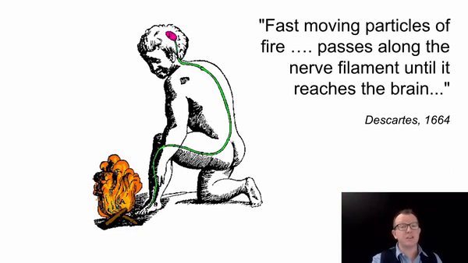The first definition of pain came from Descartes, who was a French philosopher. And he basically said this, that fast-moving particles of fire pass along the nerve filament until they reach the brain, and that's pain. It's very oversimplified, although that is a very, very tiny brain. Because he kind of simplified it that there was just one kind of tube running from the peripheral stimulus up to the brain centre where we felt pain.